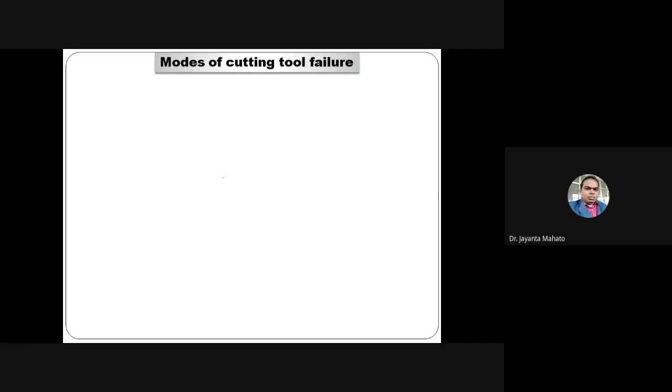Now, modes of cutting tool failure. Actually, a cutting tool may fail in mainly three different ways. First of all, fracture failure, which happens suddenly.